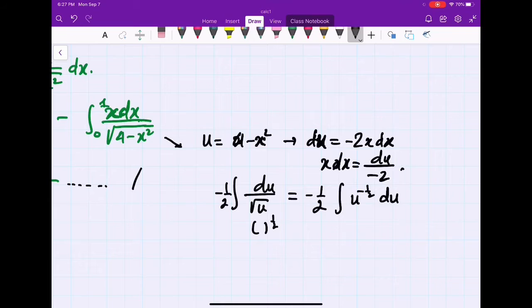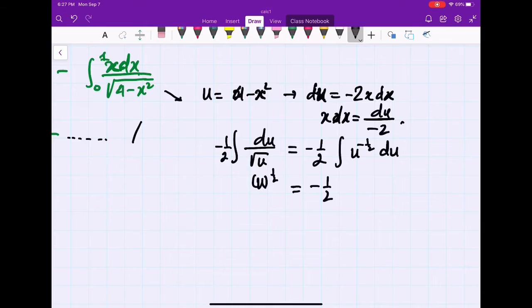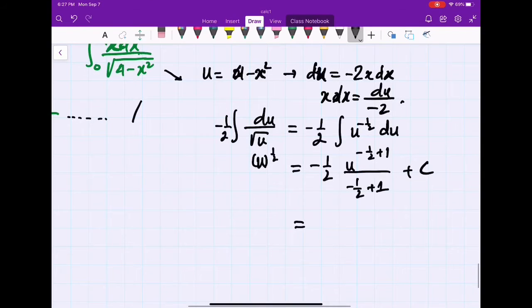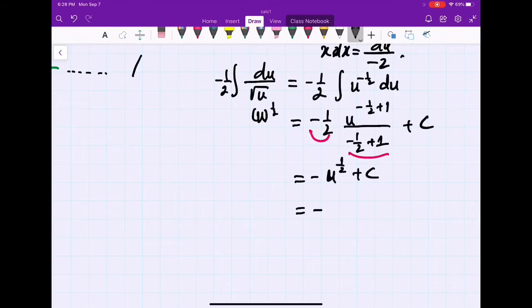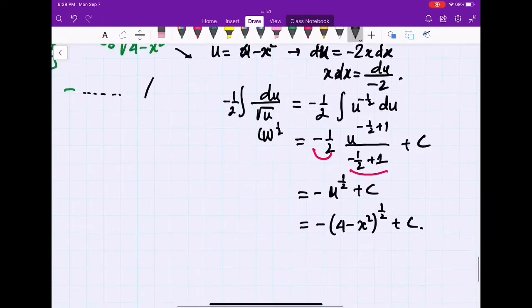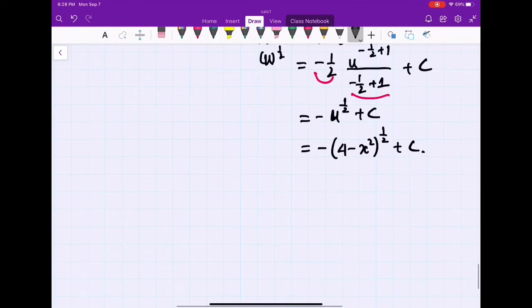1 over u to the 1 over 2 would be u to the negative 1 over 2. And you use the power rule. You have u to the negative 1 over 2 plus 1, divided by negative 1 over 2 plus 1, plus c. So you have negative 1 half here with 1 half here. That will be cancelled out, but you still have the negative. Then you have negative u to the 1 half plus c. Finally you get negative (4 minus x squared) to the 1 half plus c. So that is the antiderivative, right? And now if you want to find the definite integral, you need to plug 0 and 1 into this function.